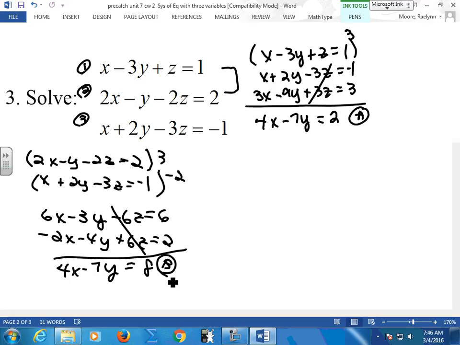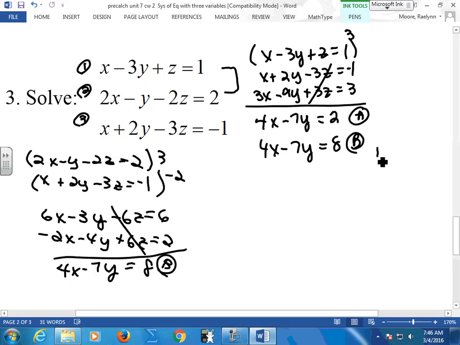Okay. 4x minus 7y equals 8, and 4x minus 7y equals 2. Is this possible? No. So therefore, what's the problem with this guy? No solution. It's a joke. No, it's not a joke. Sometimes you have a system of equations that don't have a solution.